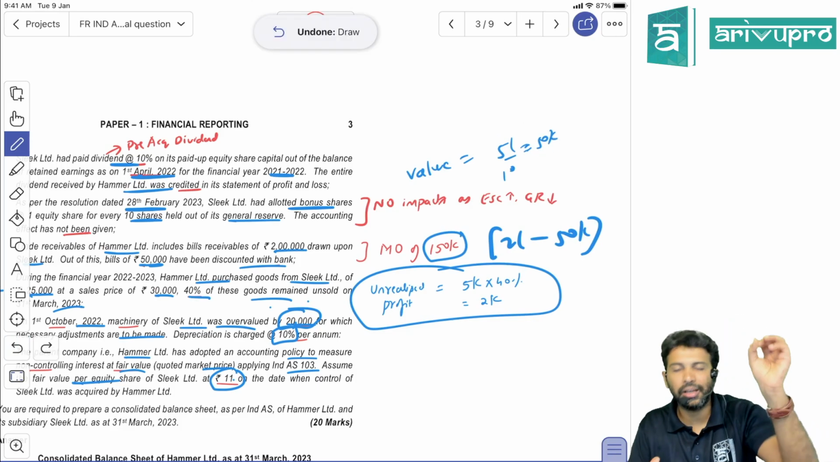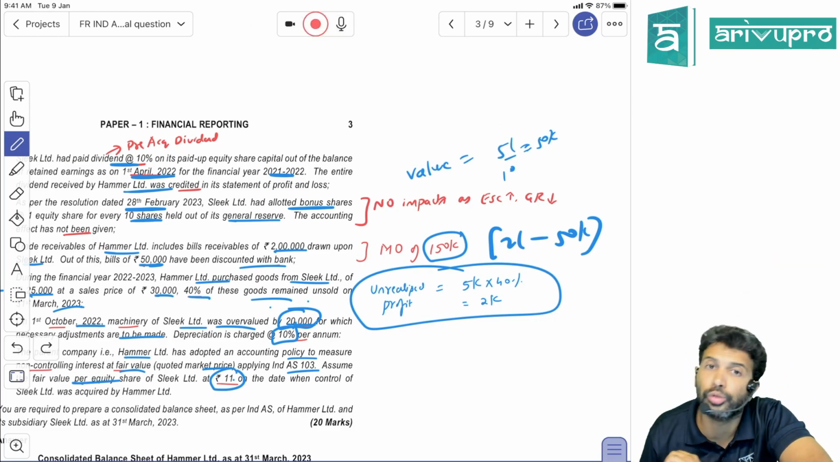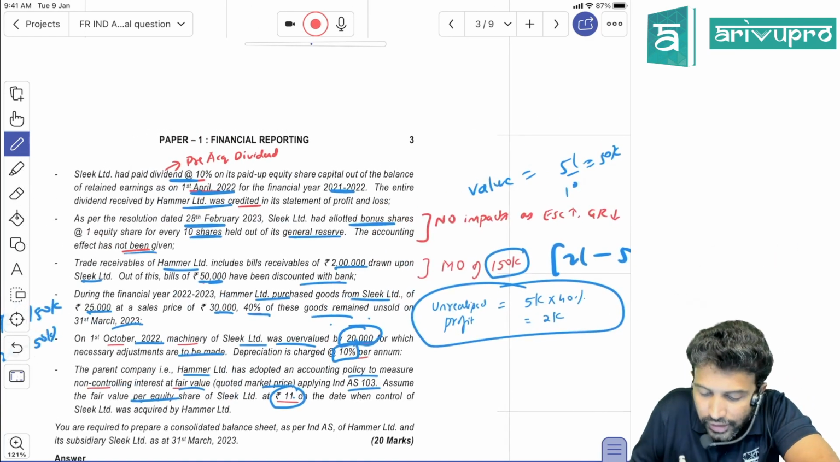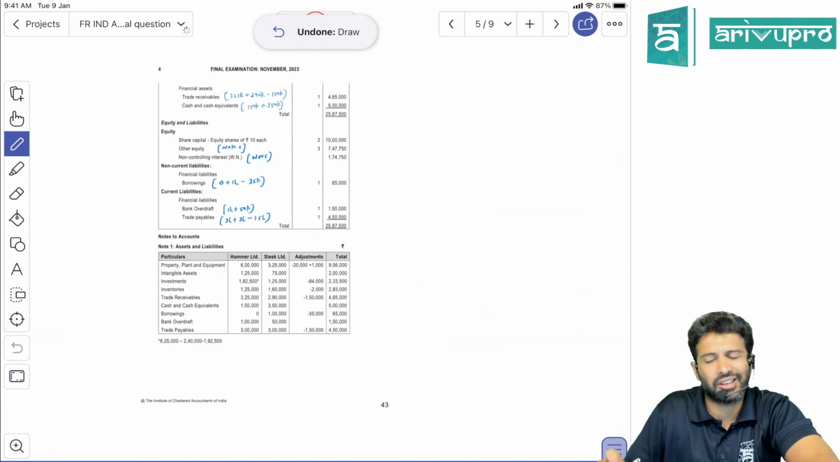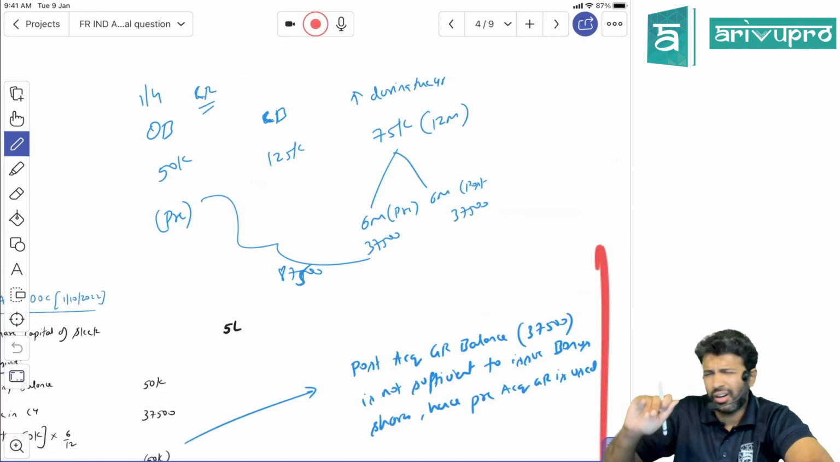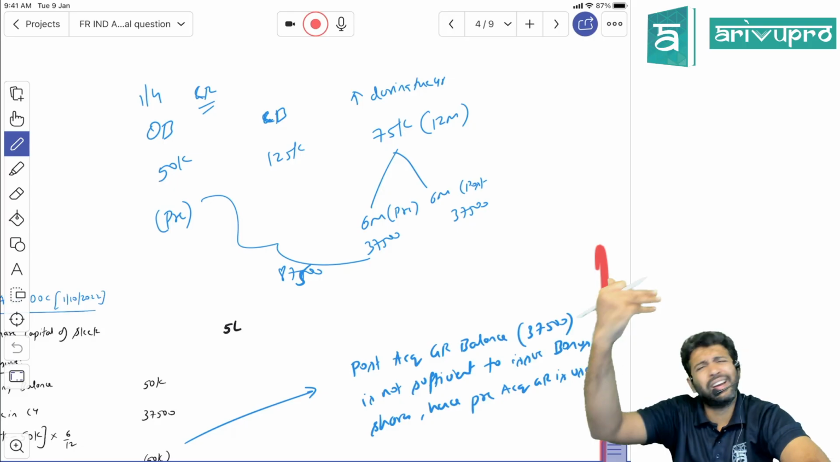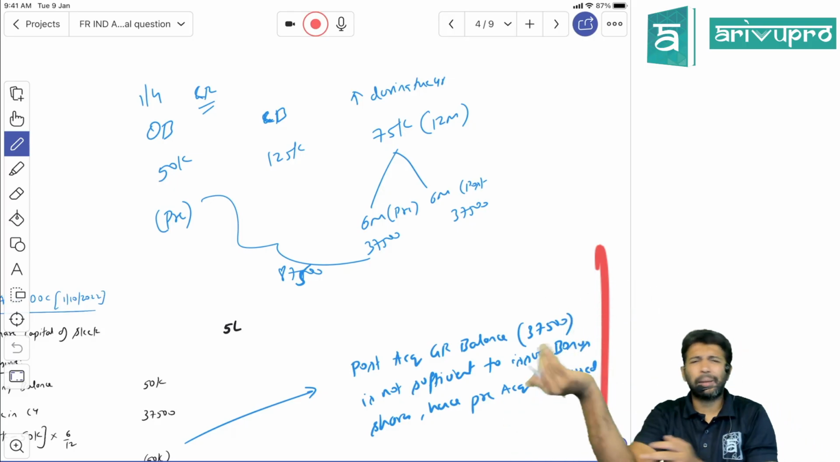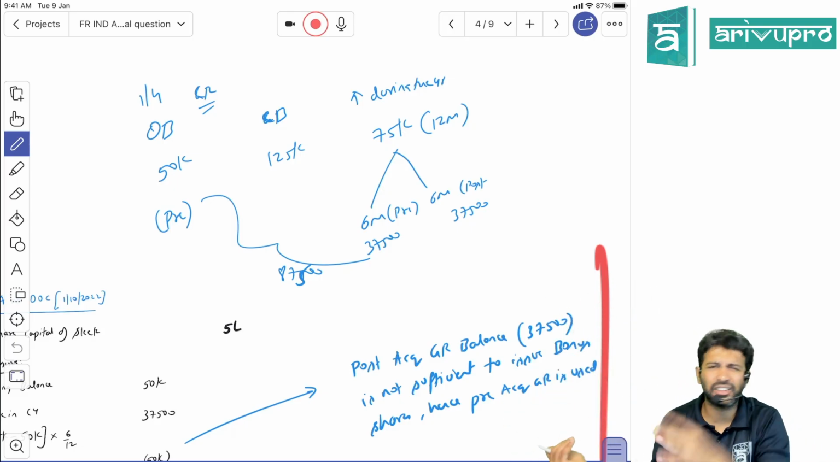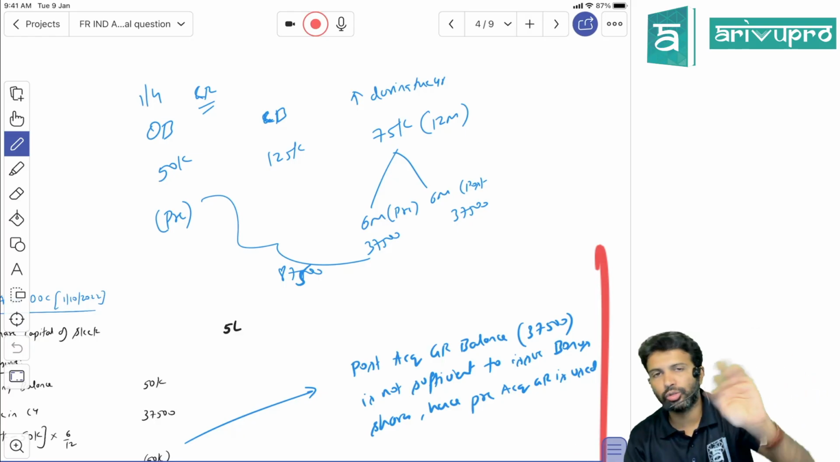So the subsidiary company wants to give 50,000 worth of bonus shares using what? General reserve. The accounting effect has not been given is what they're trying to say. If they have given this bonus out of post-acquisition profit, it has absolutely no problem, because share capital will increase and retained earnings will reduce.